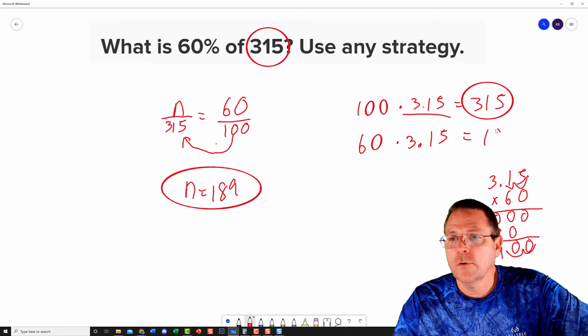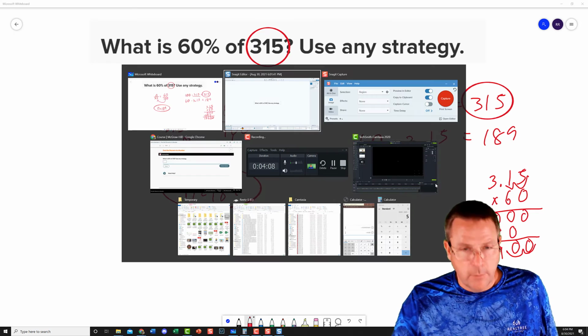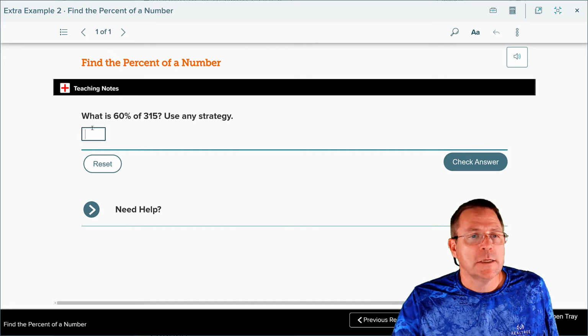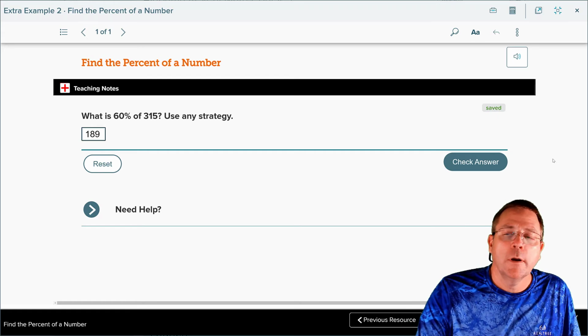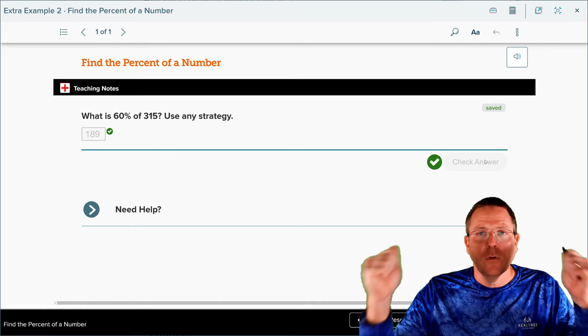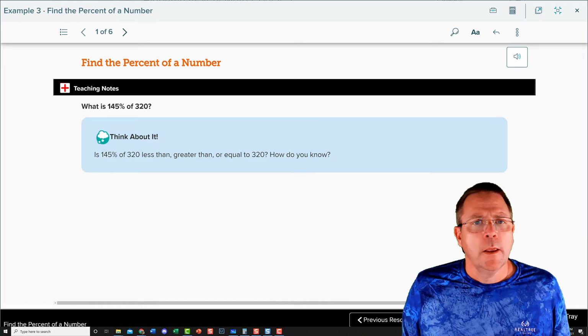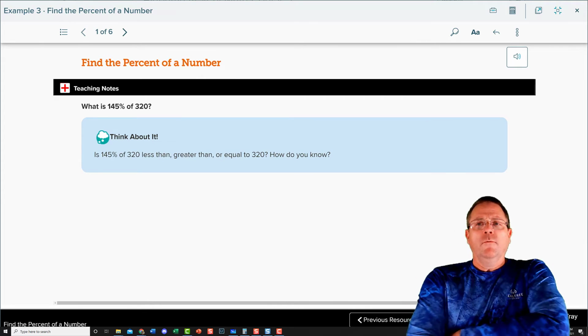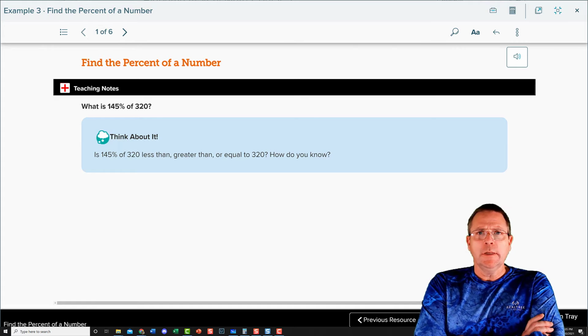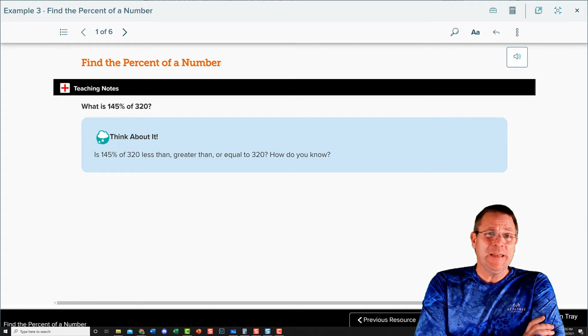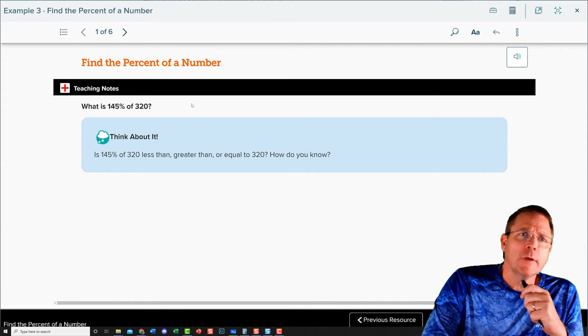189. Circle our answers, and let's go back and plug it in and see if we are right. 60% of 315, 189. Check our answer. Woohoo! We got it right. Now, so far, we've looked at some great ways of solving these problems, but everything we have done is just a repeat of what we did in Module 1. Wouldn't it be cool if they would teach us something new? I think so. Let's take a look.